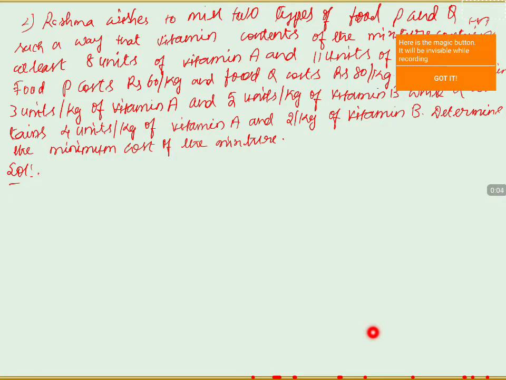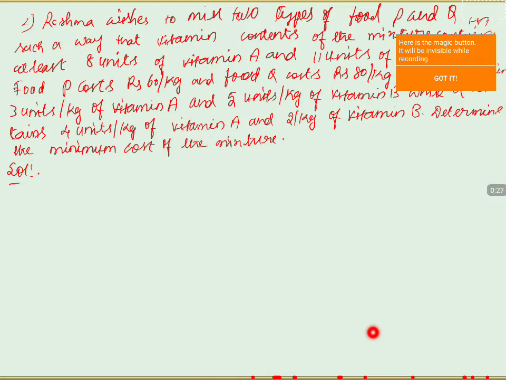Reshma wishes to mix two types of foods P and Q in such a way that the vitamin content of the mixture contains at least 8 units of vitamin A. So minimum we have to use 8 units of vitamin A, and you can use even more than that also. While coming to vitamin B, it is about 11 units. So minimum we have to use 11 units of vitamin B.